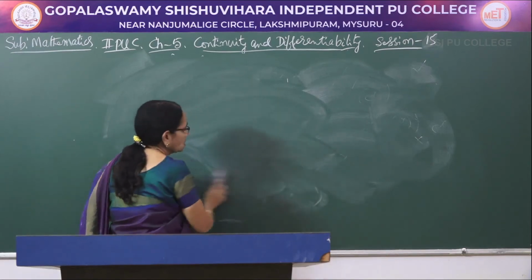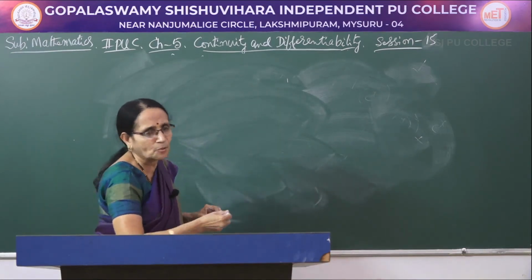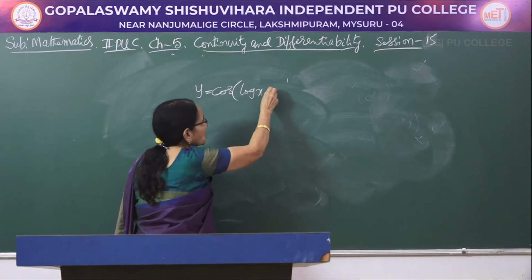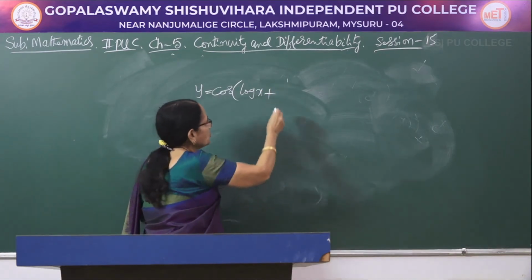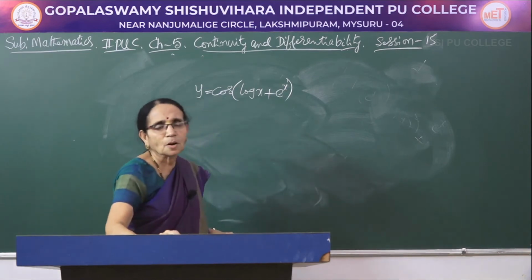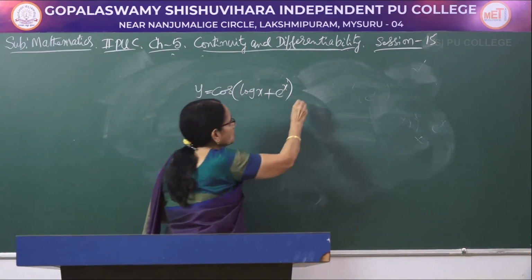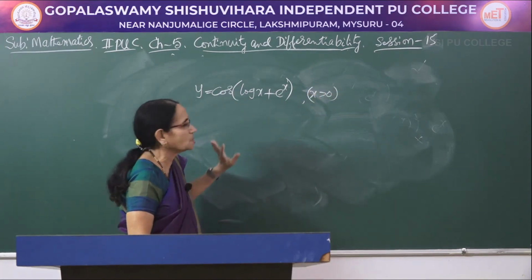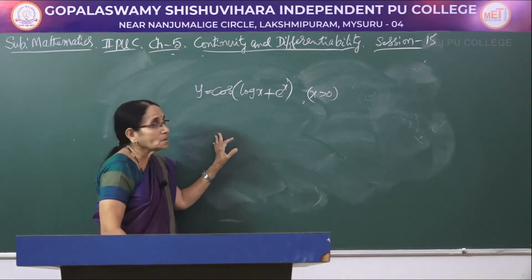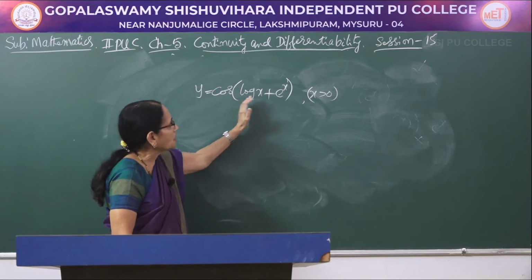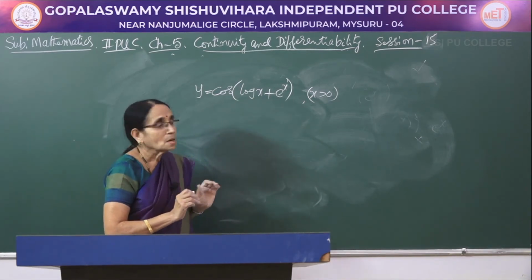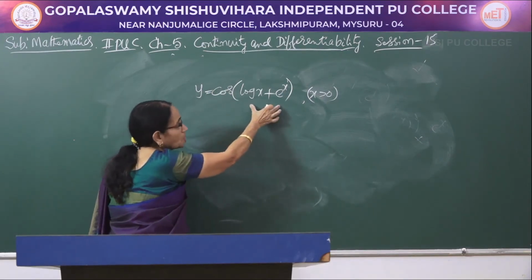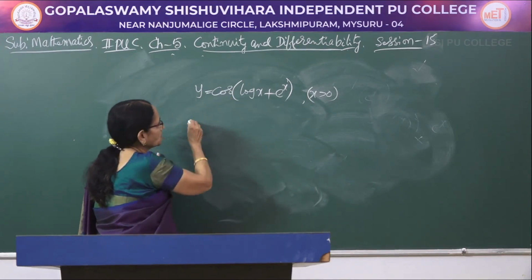Next problem, it is a little bit different. y is equal to cos of log x plus e to the power x, x being a positive quantity. Sometimes some condition would be given, otherwise generally it would be assumed. See here, cos is one function, and cos of the sum of two functions is given, and both of them are two different functions altogether. First we take this together, and this we have to consider first.